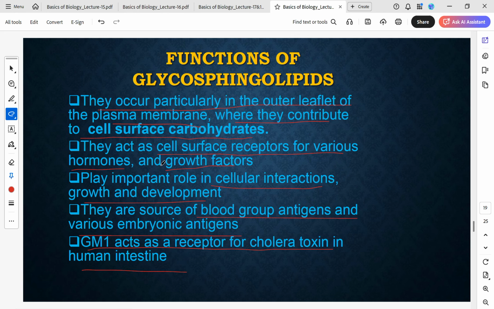The first point, that glycosphingolipids particularly occur in the outer leaflet of the plasma membrane. So the particular structure that a plasma membrane has, if you remember from last week, we had looked at apoptosis, which is a programmed cell death. The particular structure that plasma membrane has gets flipped in the process of apoptosis. So the cell essentially implodes on itself, and this flipping of plasma membrane gives us an idea whether the cell is undergoing apoptosis or not.